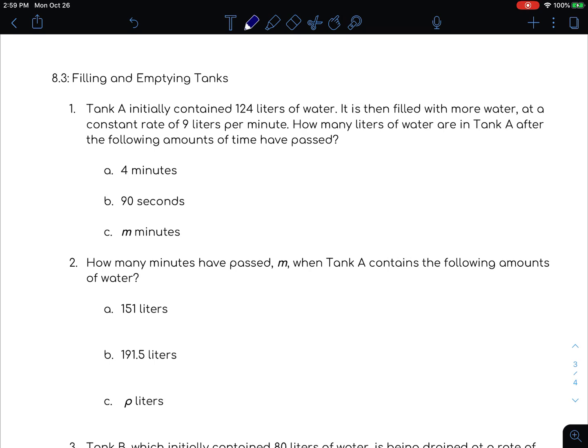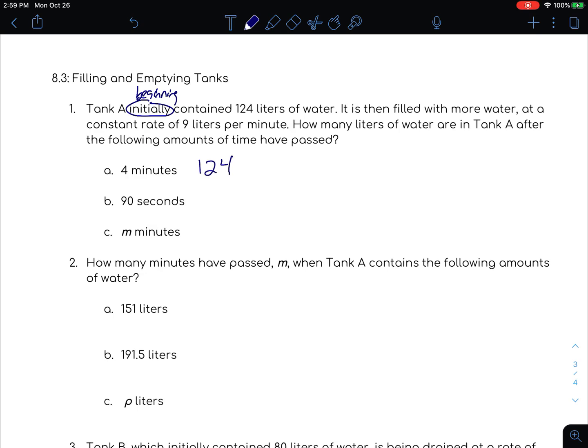All right, here's a classic problem that we've dealt with a number of times, where we have an original initial amount, a beginning amount. Remember, this word initially means the beginning. And then we're adding or subtracting an amount for each, in this case, minute. We're adding a certain amount of water per minute. So let's think through that.